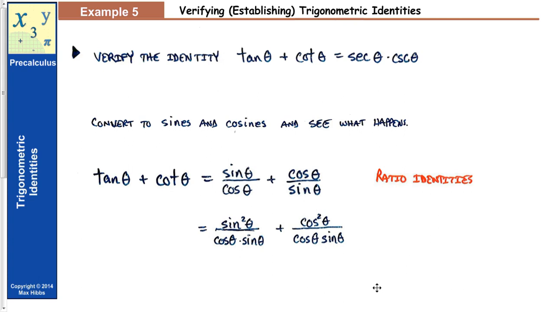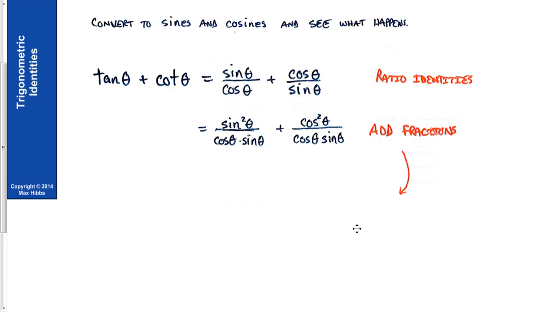And to add them, I need a common denominator. And the common denominator is just simply going to be the product of these two denominators. So for this fraction, I need to multiply by sine theta over sine theta. For this fraction, I need to multiply by cosine theta over cosine theta. So that results in sine squared theta numerator here over the common denominator cosine theta sine theta, and likewise cosine squared theta over the common denominator here. Now, since I have a common denominator, I'm in a position that I can add these fractions, and to do that, I simply add the numerators and of course divide by the common denominator.